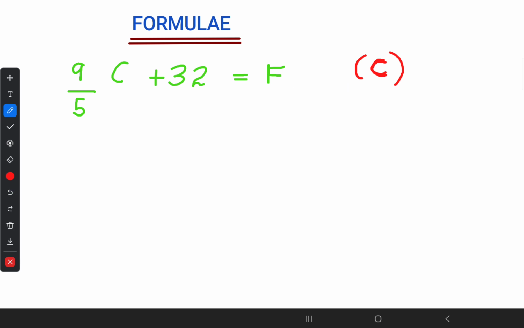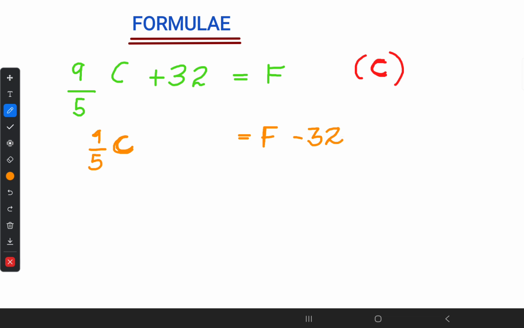So you have to determine that here we have to make C the subject. That means we need to isolate the C. So initially, you have to keep the operation which is located near C as it is. Think about it. You have to keep this value as it is: 9 upon 5 C. This positive 32 should become a negative 32 here. The positive 32 will become a negative 32.